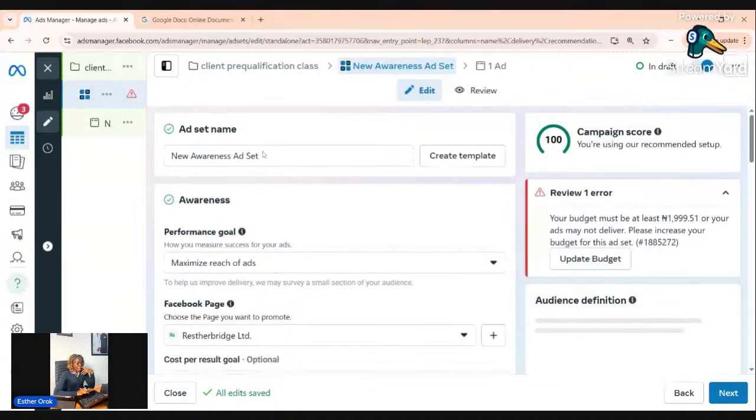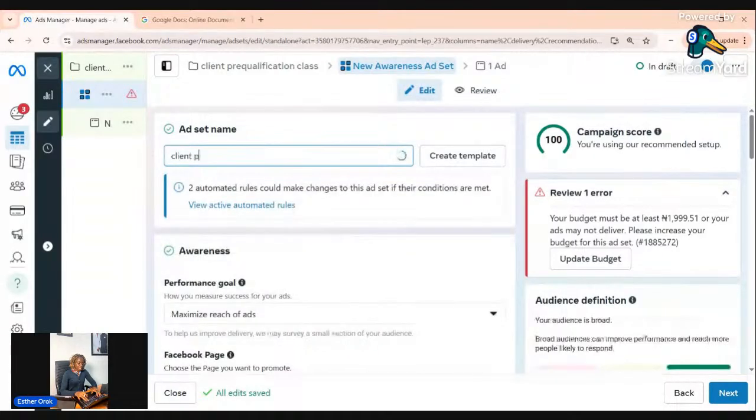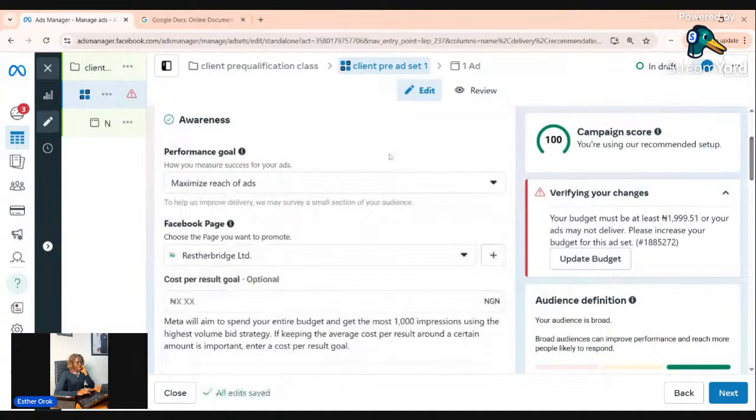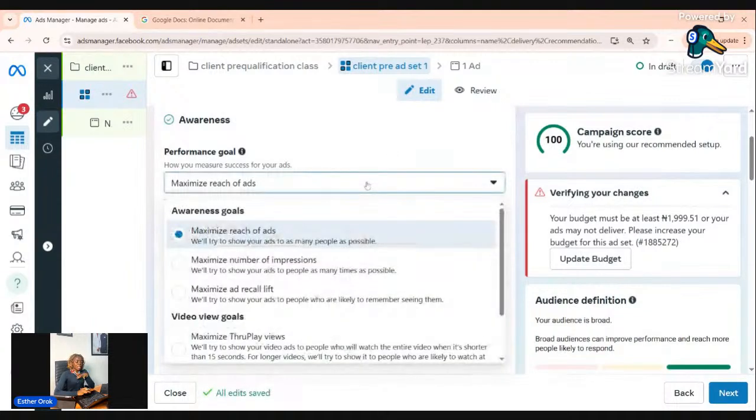Now here you have the ad sets. We're just going to name this client's free ad one, ad set one. And then we move on. These are the things that I really want to talk to you guys about. Here you see the performance goal.